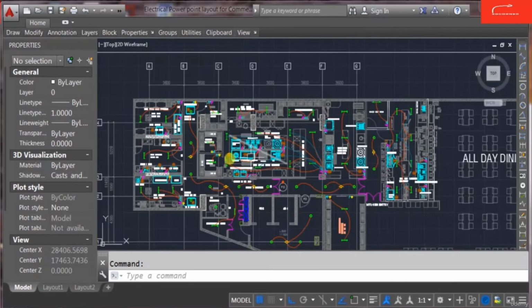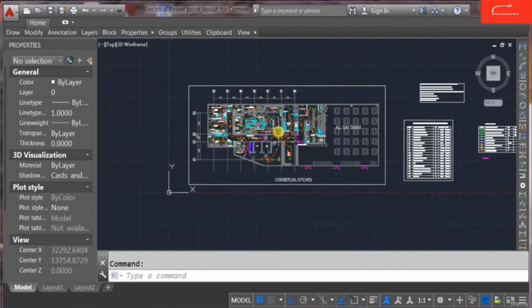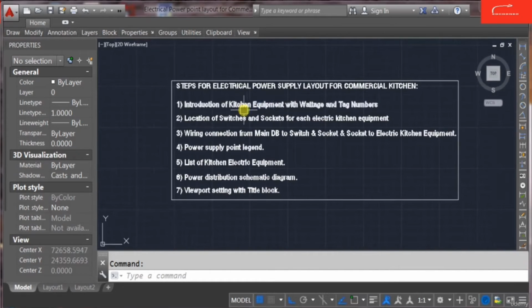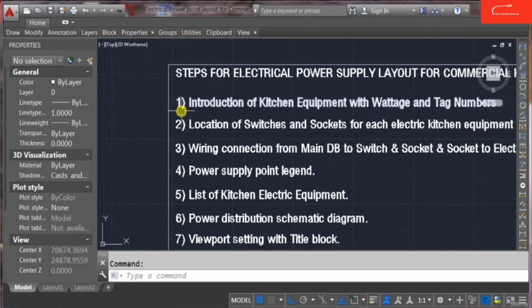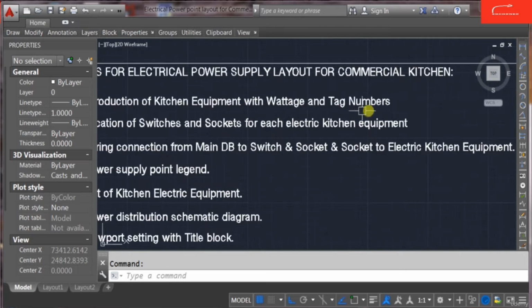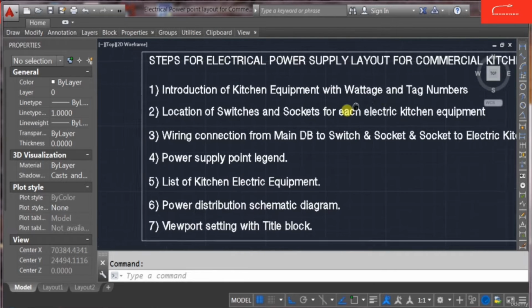So students, we have just completed this drawing, that is electrical power supply for commercial kitchen, step by step, and these are the steps for electrical power supply layout for commercial kitchen. The first step we have completed, that is introduction of kitchen equipment with the wattage and tag numbers. We have given the tag numbers.